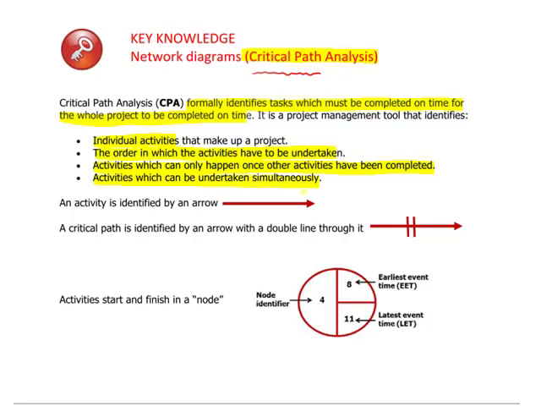Bit of terminology to make sure you're aware of. An activity is identified by a straight arrow. Critical path is identified by an arrow with a double line through it. And the activities start and finish within what is known as a node. The node identifier is on the left hand side, earliest event time top right, latest event time bottom right.